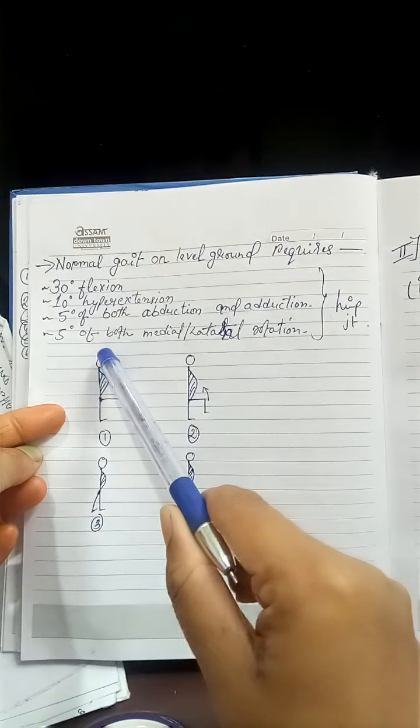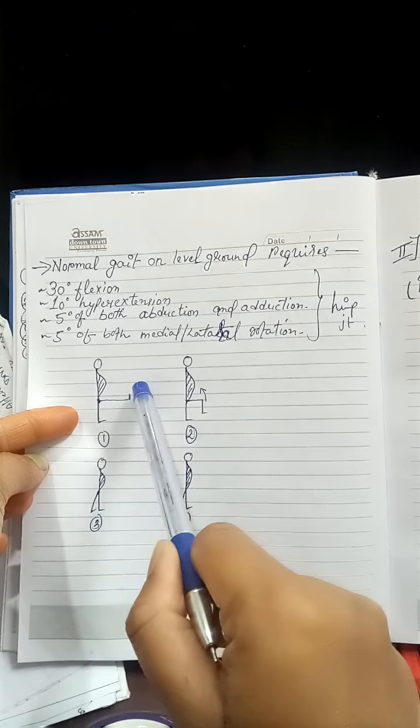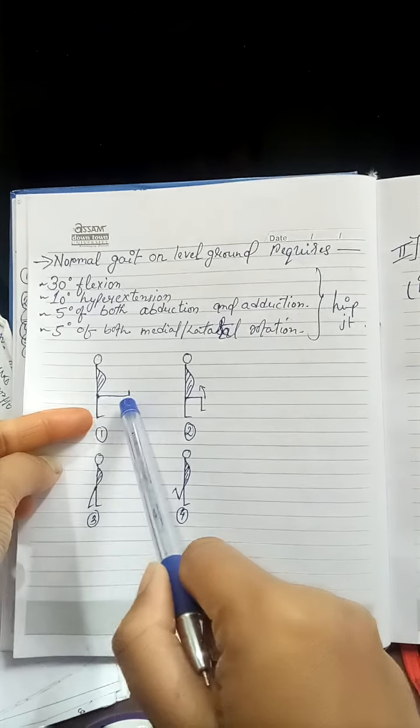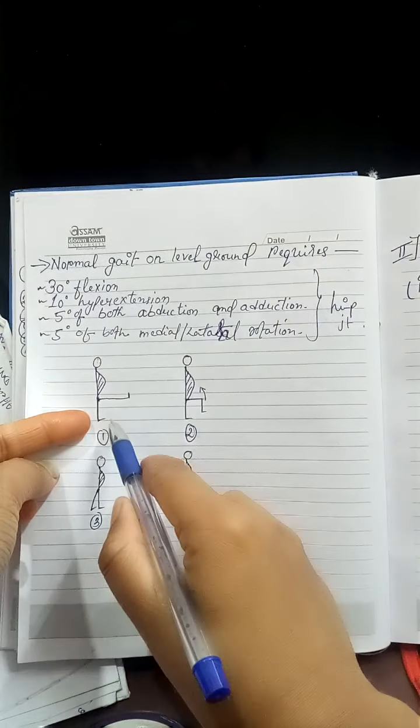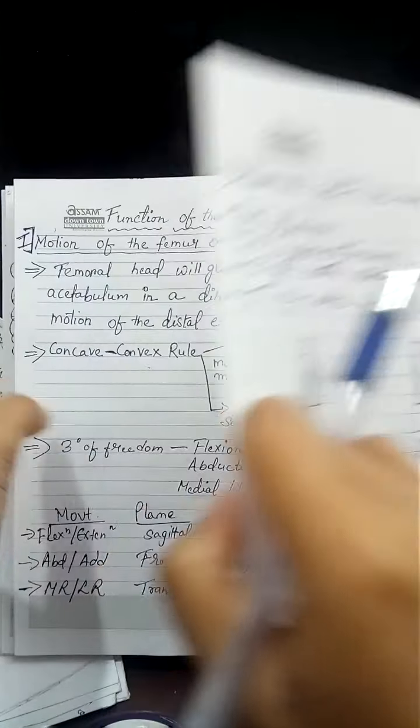A person is standing erect and he tries to lift his leg forward without bending his knee, which means the knee will be in extended position. So what will be the range? It is about 90 degrees, like 80 to 90 degrees, that is the normal range.